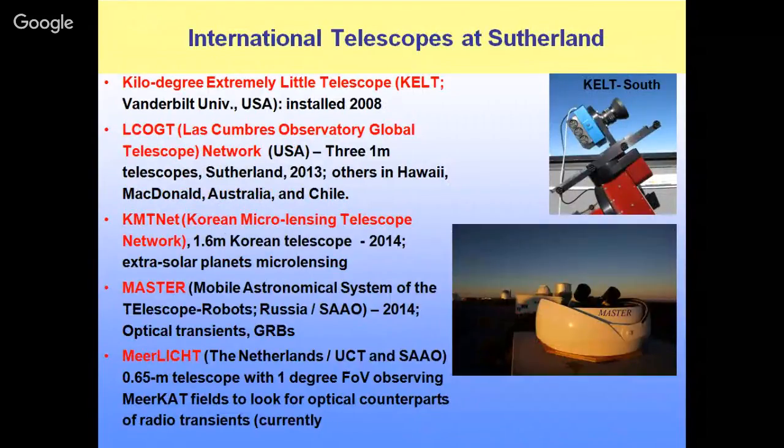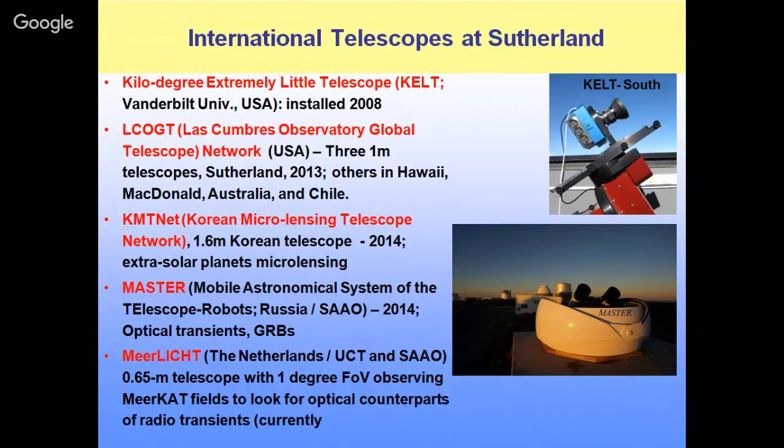We have, as well as the largest telescope in the world, or in the southern hemisphere at least, we also have possibly the smallest, which is KELT. This is a 40 millimeter size telescope, but with 1,000 square degrees, and it's doing a wide shallow survey to look for bright transits from exoplanets.